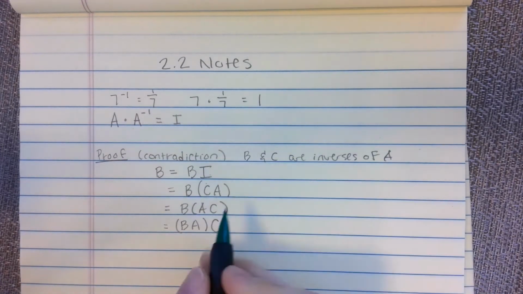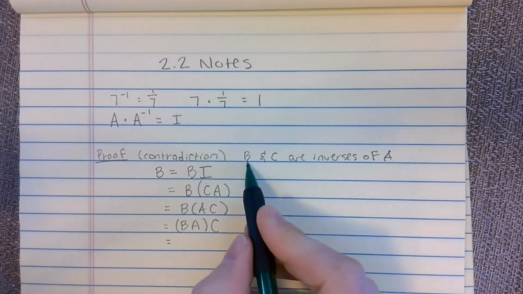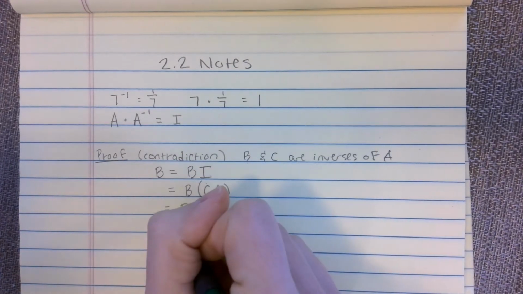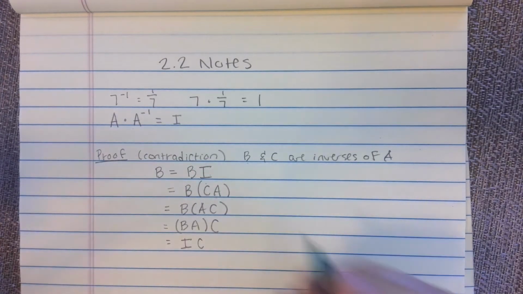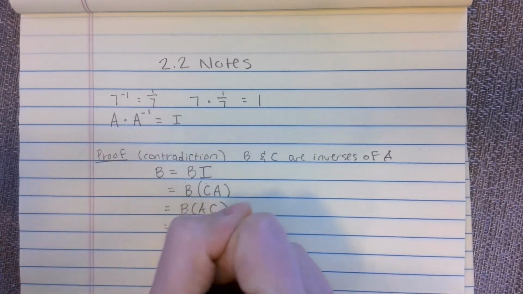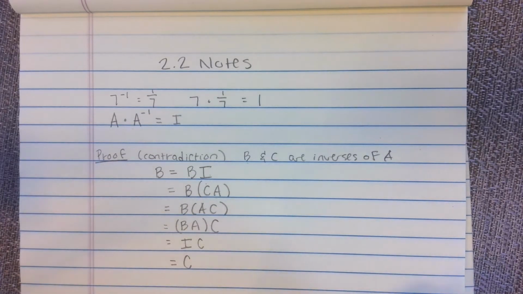Okay, so I could reassociate B and A. Since B is also an inverse of A, this means that this is I, the identity matrix, times C. But the identity matrix times C is just C. So B equals C. Okay?